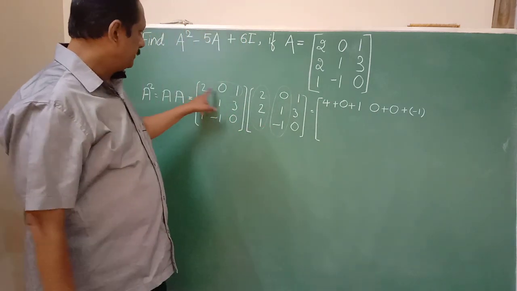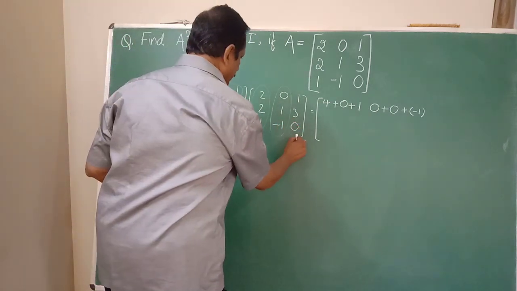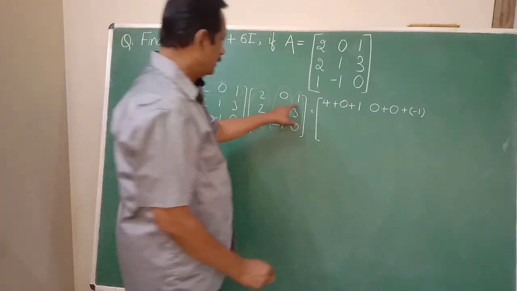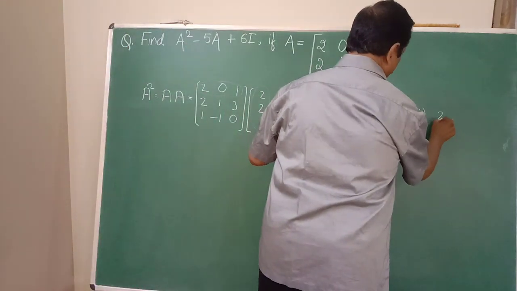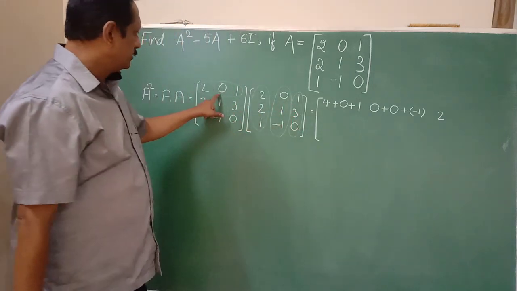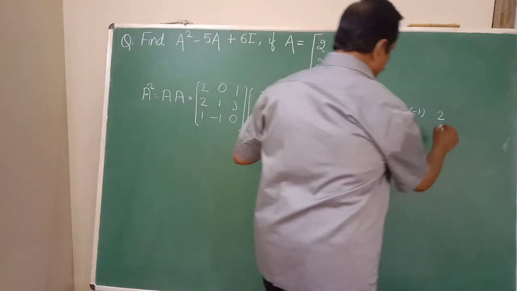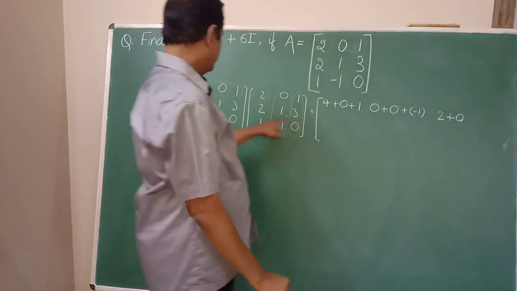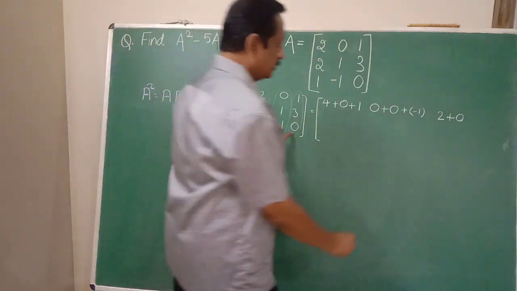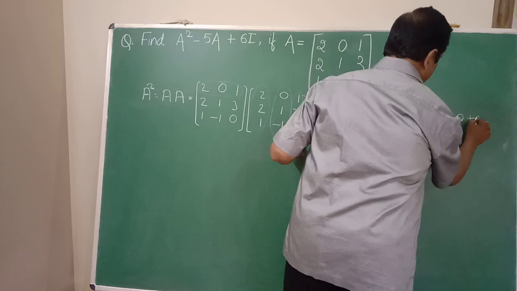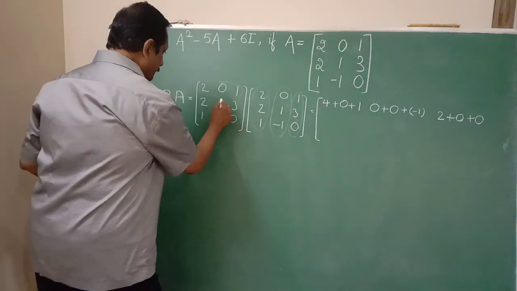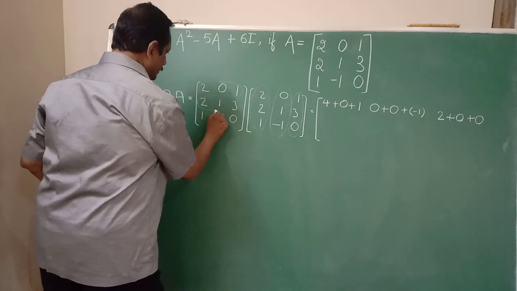Multiply this row with the third column here. 2 into 1 is a 2 here. So write here 2. Then a 0 into 3 becomes a 0, plus a 0. Then a 1 into 0 becomes a 0, plus a 0. Okay.